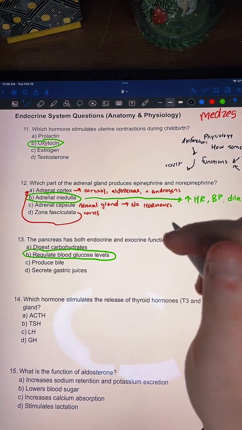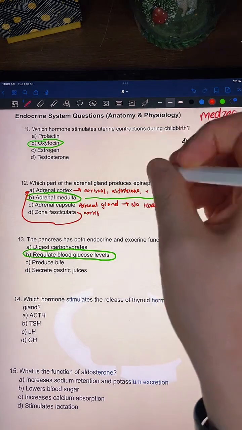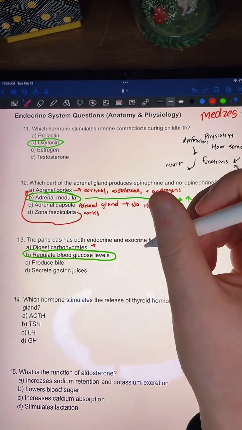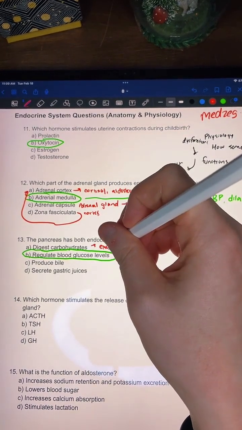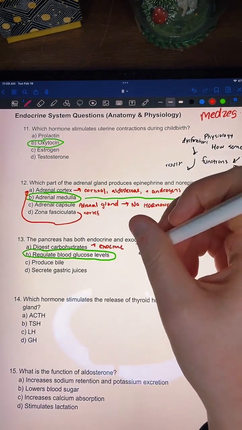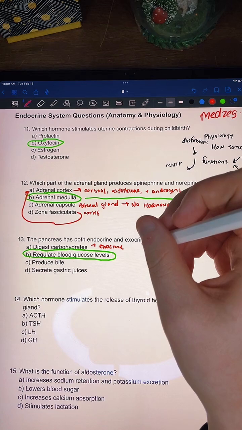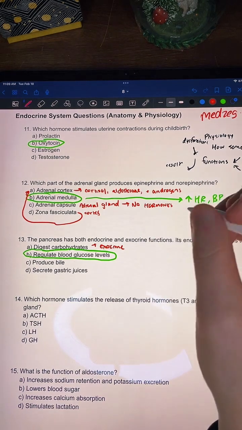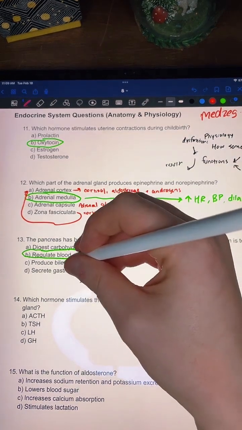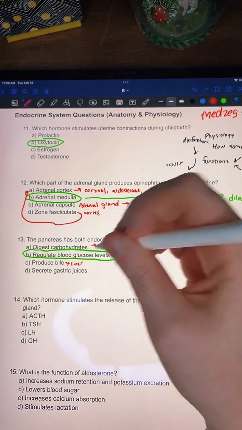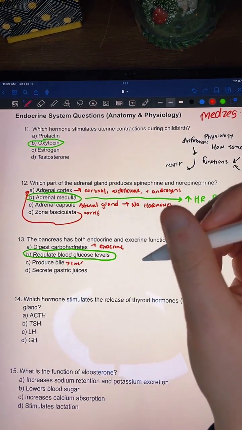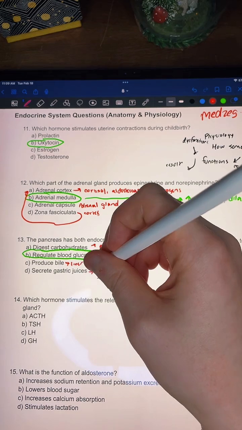So for digesting carbohydrates here, this is an exocrine function. Bile is not produced in the pancreas. It's the liver. And then gastric juices are secreted by the stomach.